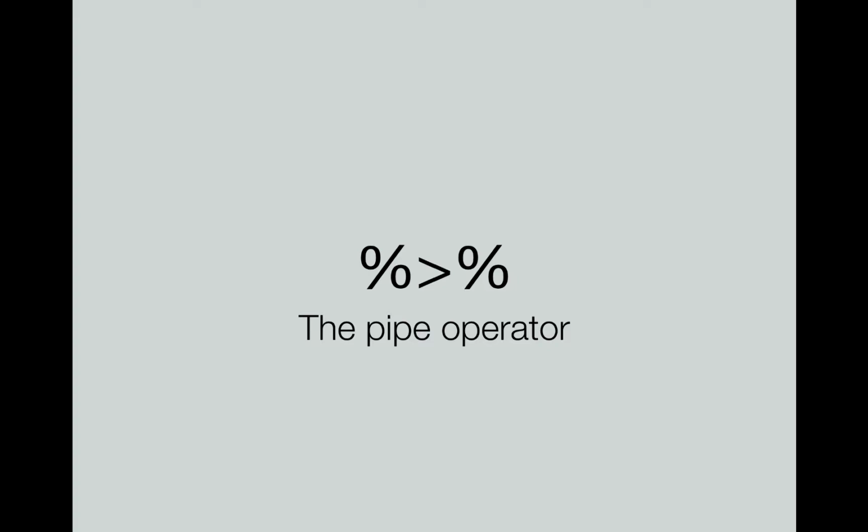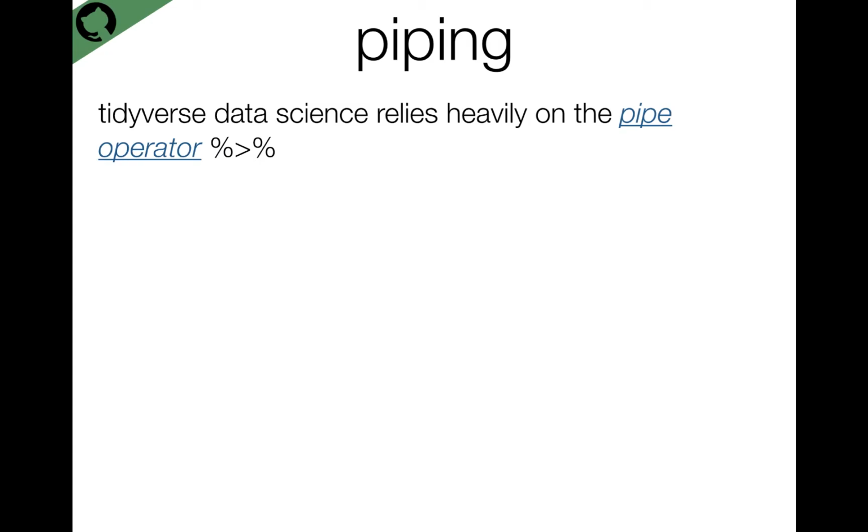In this video, we provide a brief introduction to the pipe operator. Tidyverse data science relies heavily on the so-called pipe operator, which looks like percent greater than percent. It's a bit awkward the first time you use it, but you get the hang of it as you do it a little bit more.